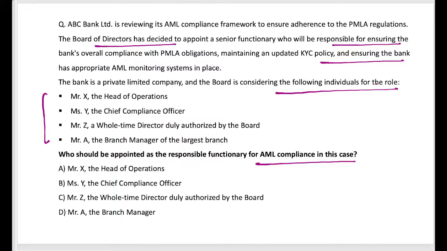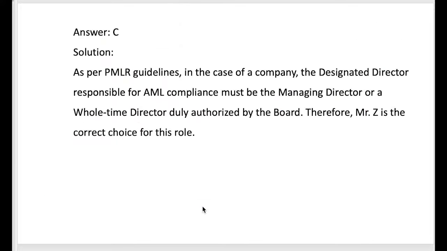So who can be this? Basically they are appointing, who should be appointed responsible for the functionary of AML compliance. So what will be the correct answer? It should be a whole time director. So Z is the most suitable. Z, a whole time director duly authorized by the board, should be the right answer for this particular one, as per the post requirement, as per RBI guidelines also, right? Very good. Next one.